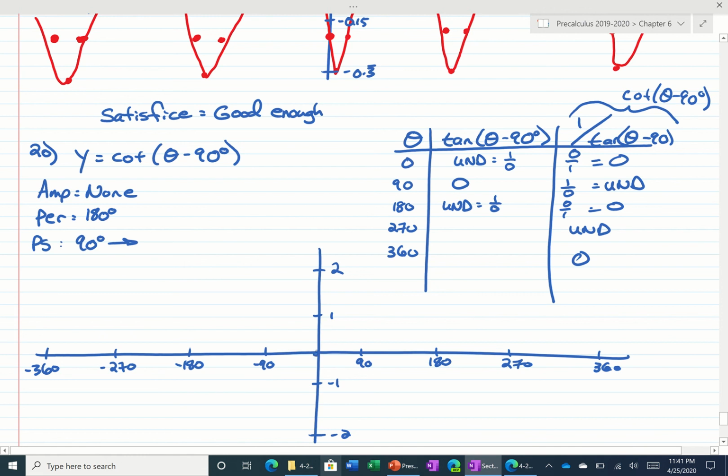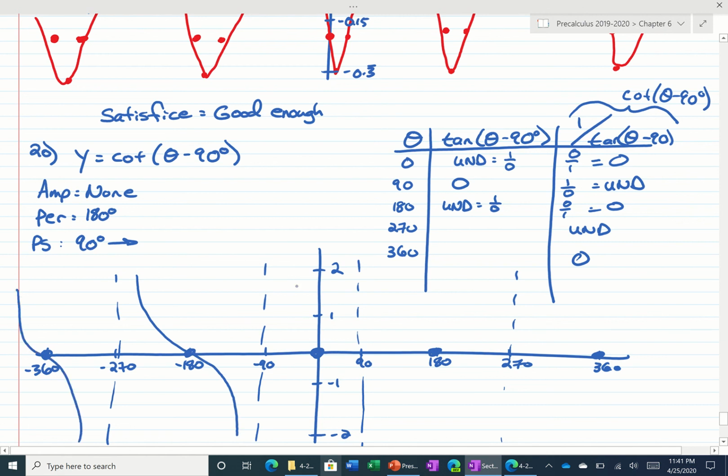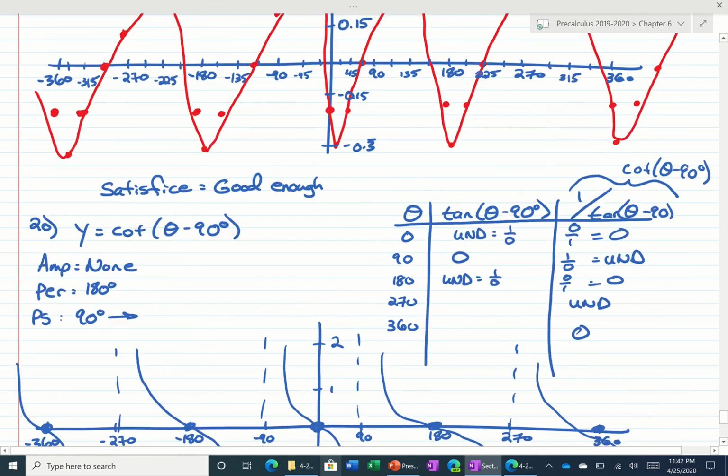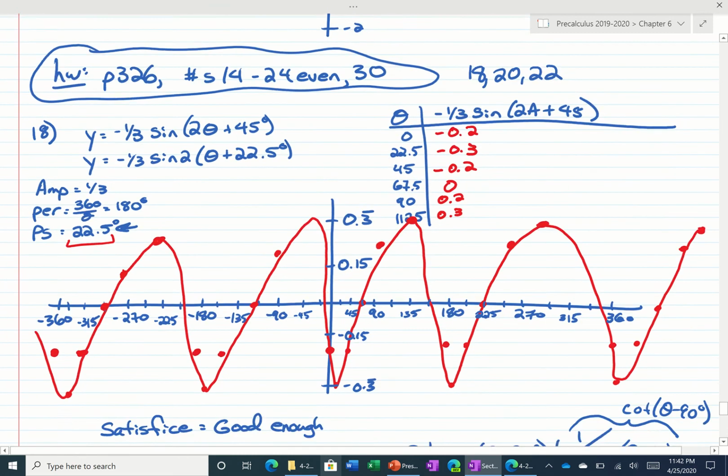At 0, it's 0. The period's 180, so every 180 degrees, it's going to be the same thing. At 90, it's undefined. Every 180 degrees, it's going to be the same thing. And I know cotangent looked like this. It's kind of like the opposite of tangent. It's going the other way. And that's how you should have drawn number 20. And I'll go over one more. The other one should have been easy enough for you to figure out based on my charts. Number 22.